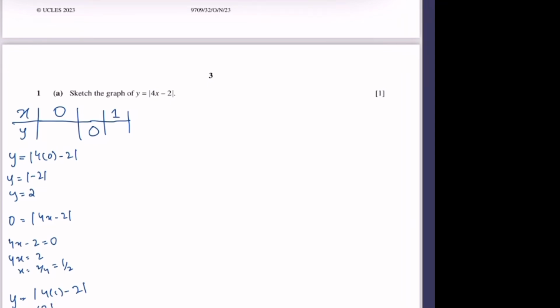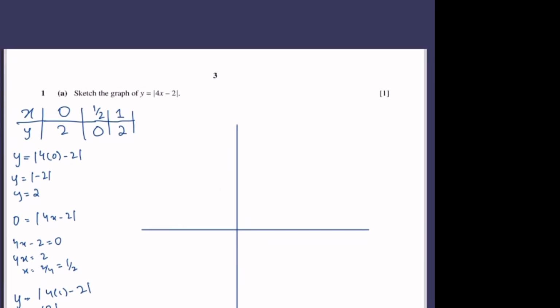So over here, y is 2 when x is equal to 0. And then when y is equal to 0, x is 1 upon 2. When x is equal to 1, y is 2. Now we have to make a sketch that is recognizable, which means that it has to be very clear and symmetrical also. Now we can see over here that y is equal to modulus of 4x minus 2. This modulus is on the whole function. That means that every y value is going to be positive. It means the whole graph is going to be above the x-axis.